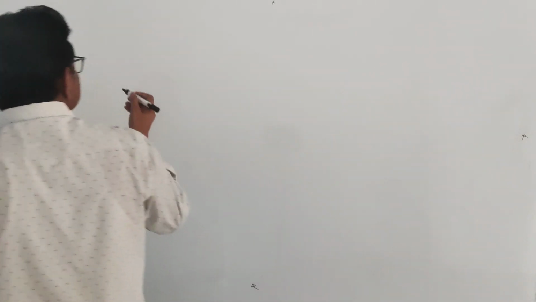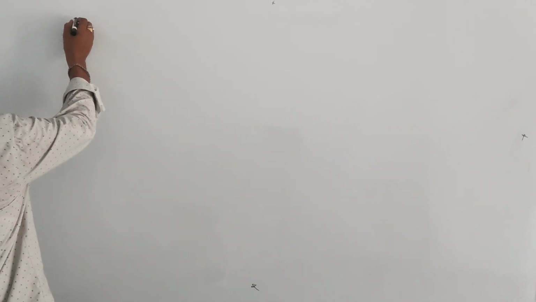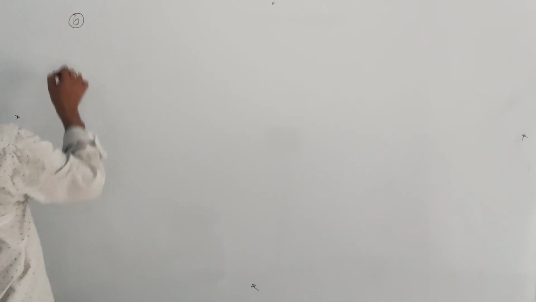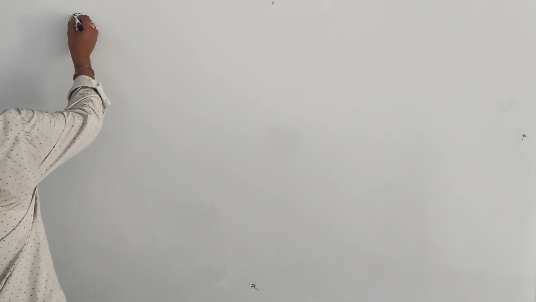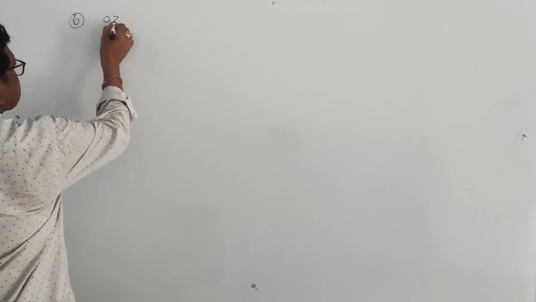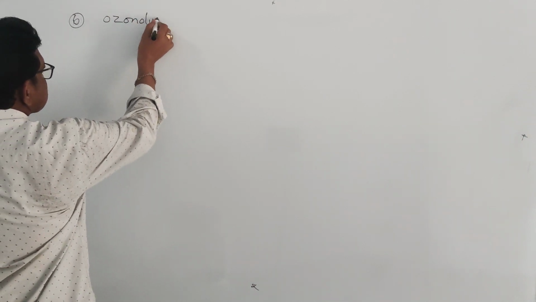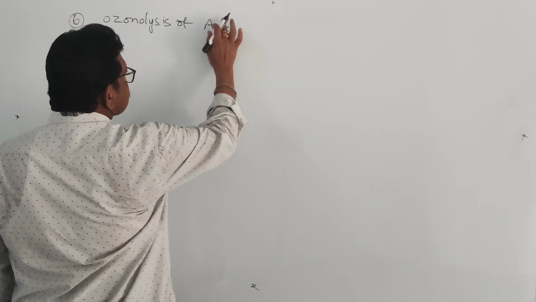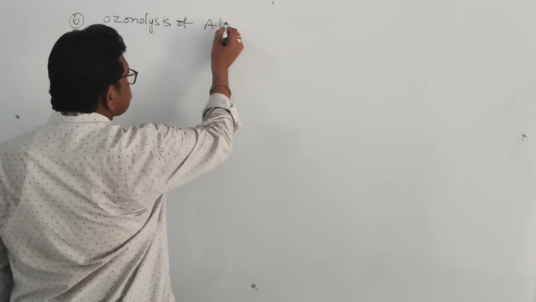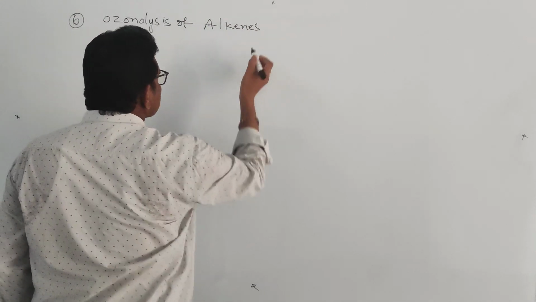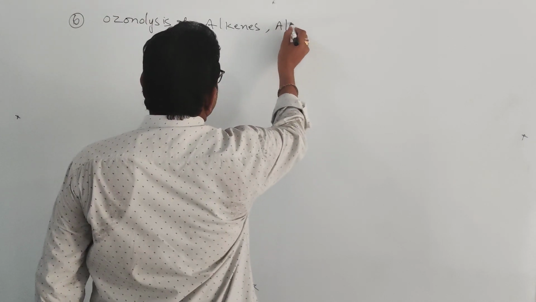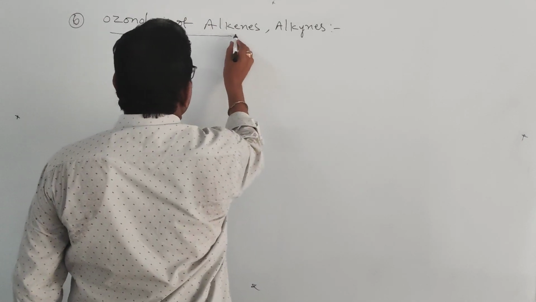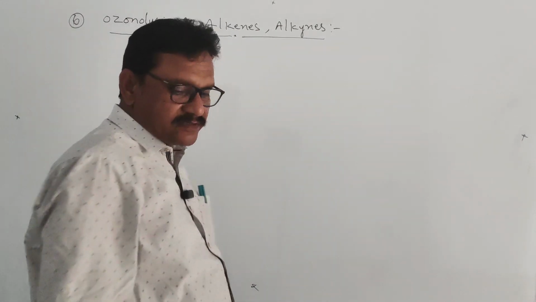Write down the heading ozonolysis. Next following reaction, I think it is sixth reaction. Sixth reaction: ozonolysis of alkenes, alkynes. We are studying at a time alkenes and alkynes. So ozonolysis of alkenes and alkynes. Write down the heading, students.